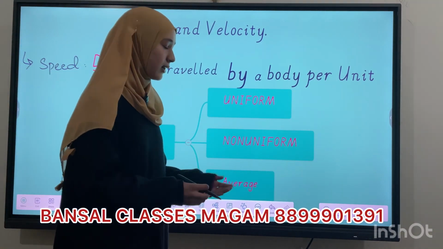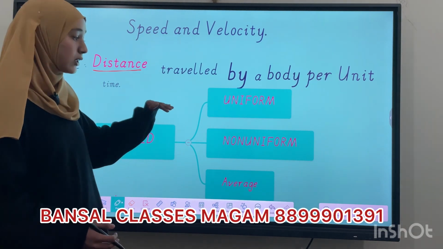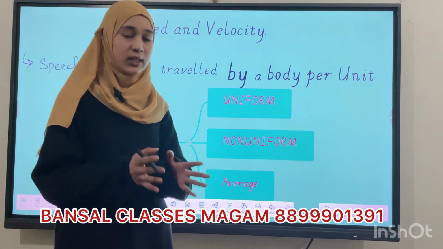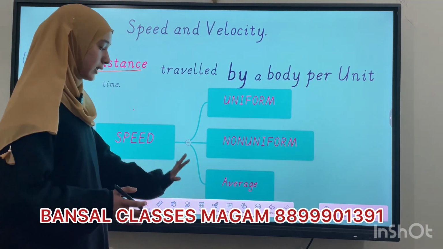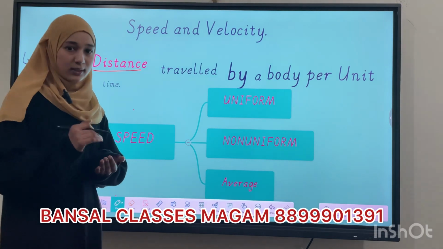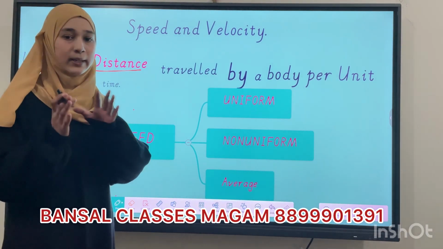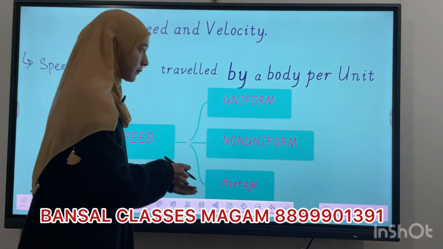Non-uniform speed is the opposite of uniform speed. A body is said to be in a non-uniform speed when it travels unequal distances in equal intervals of time. And average speed is the total distance traveled by the object divided by the time taken, how much time the object takes.